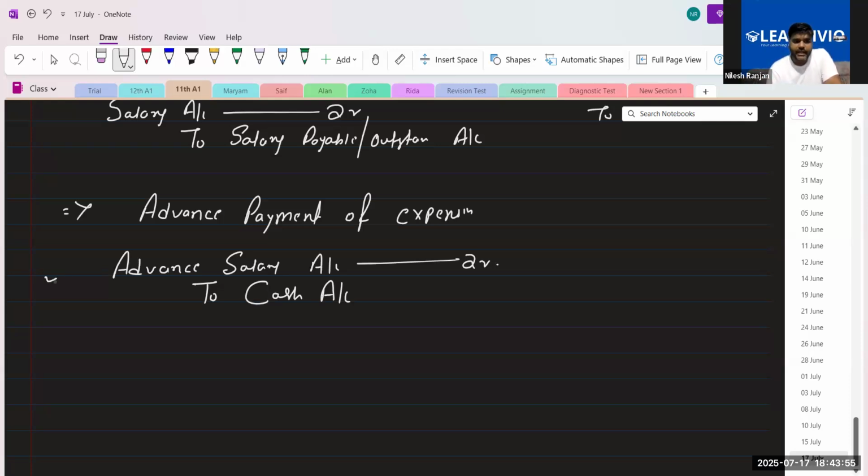So this is again an asset, because if you have already paid money in advance, then you don't have to pay after completion of the month, because you have already paid in advance. Now, in return, what you will get, either that employee will pay you the money back, or that employee will work for you for a month. Yes, sir. So that's why it is an asset, and we will record it like this: advance salary account.